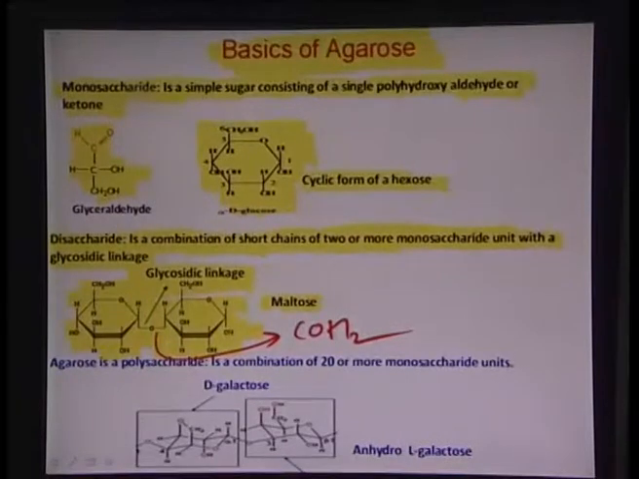Agarose, however, is a polysaccharide, and it's actually a combination of 20 or more monosaccharide units, or 20 and more sugar molecules. This flank here is D-galactose, this flank here is anhydro-L-galactose, and there is a glycosidic linkage in between all these different sugar moieties or sugar groups. So agarose is a combination of more than one, and more than two, in fact, sugar molecules.